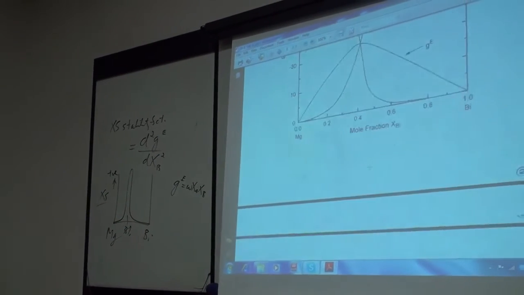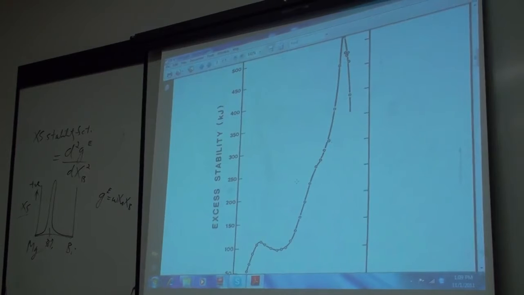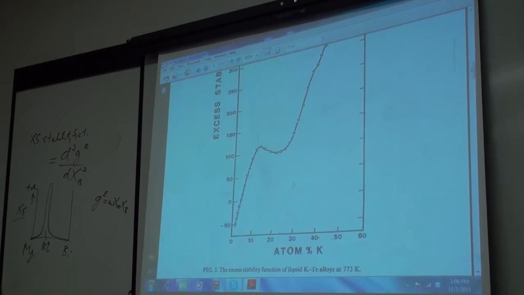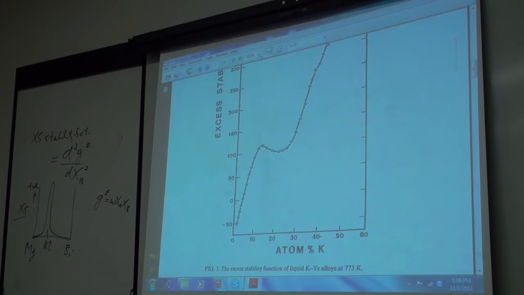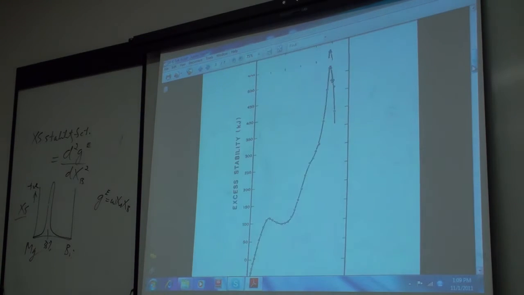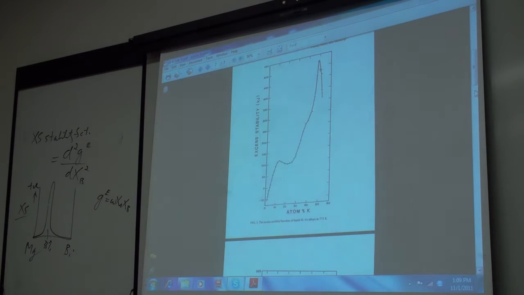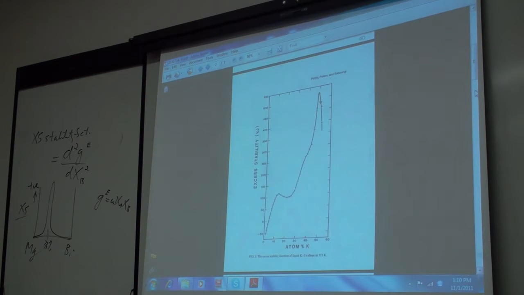Now here's something interesting. These are from some good measurements of excess stability in the potassium tellurium alloys. This is potassium tellurium liquid. This is always liquid, I'm talking about liquid. This is potassium at the left and tellurium at the right. You always, by the way, expect this.